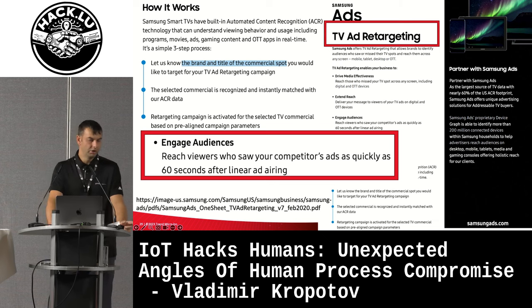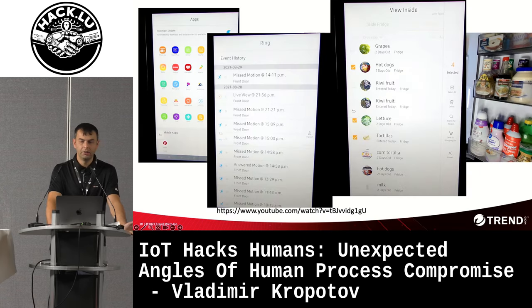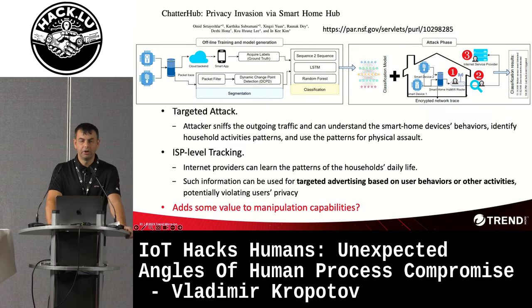It has turned into a level where you can engage an audience with an advertisement immediately after a competitor has shown theirs. This can easily be leveraged in, for example, election manipulation. When Democrats have shown some advertisement, you can follow up and either blame them or just show your message immediately. So all the capabilities are already in place. Even with devices like smart fridges, we know what kind of food you like and what you don't like. So you are profiled pretty deeply already.